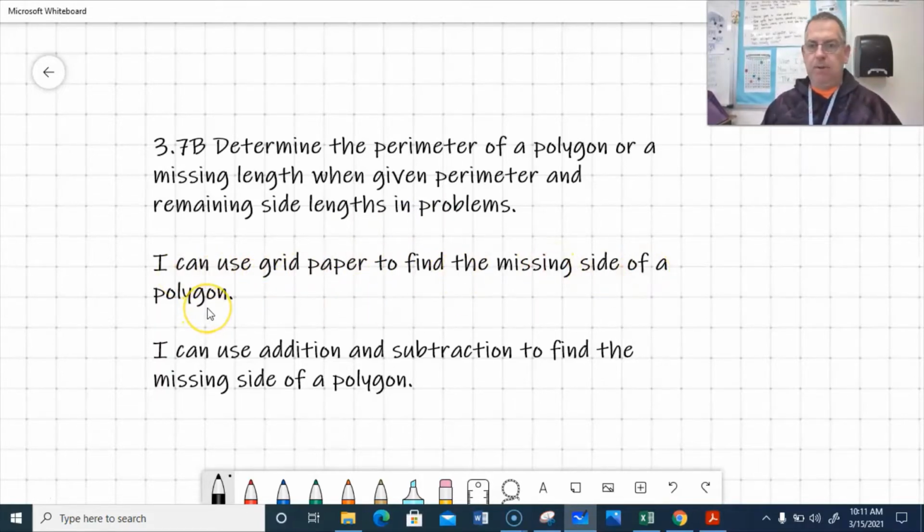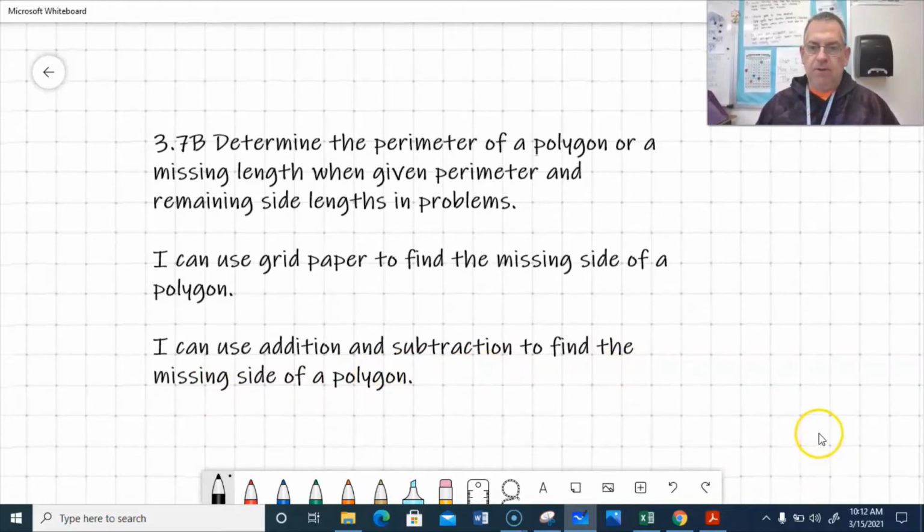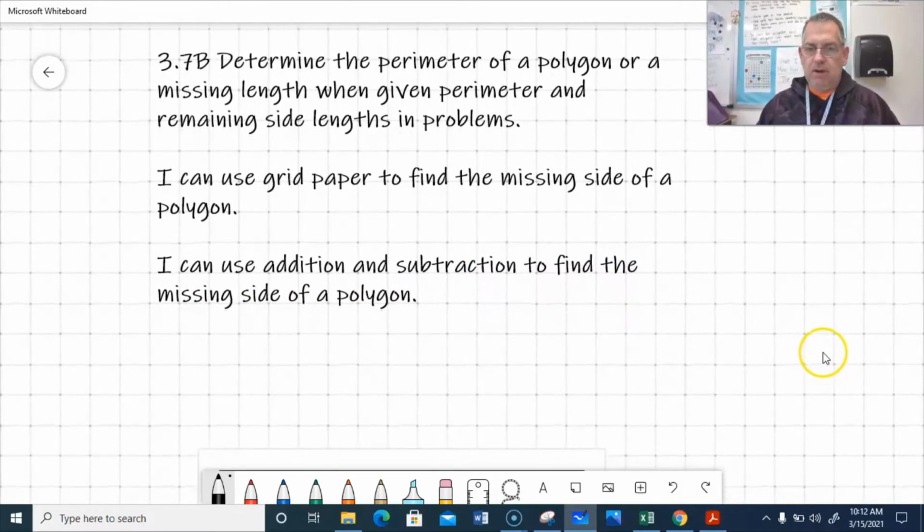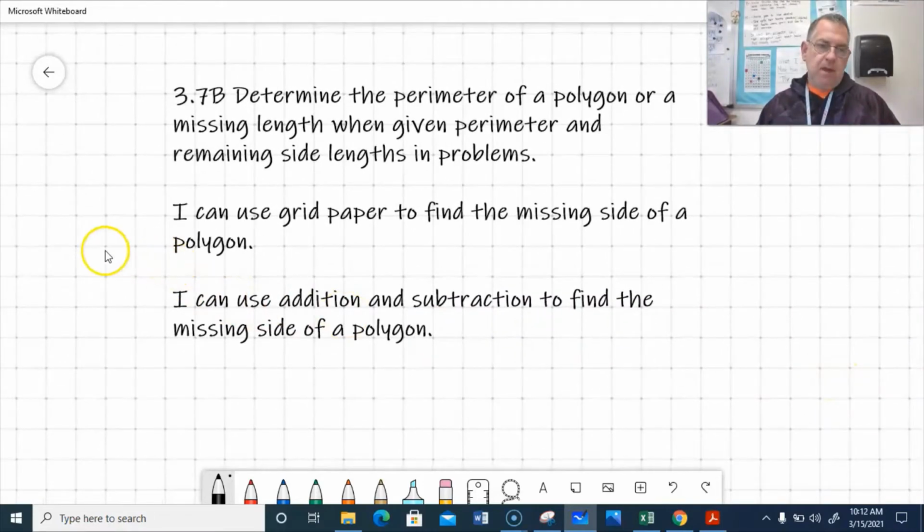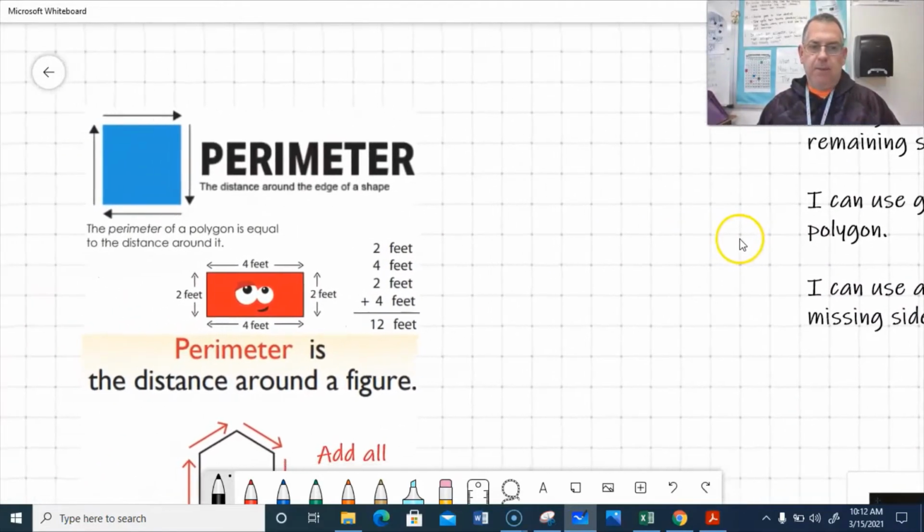So we're going to use grid paper. Love using grid paper. It's one of the best tools we have in math. And I can use addition and subtraction to find the missing side of a polygon. So we're going to use addition, subtraction, and actually division to help us find missing sides of polygons, and rectangles in particular. Let's go ahead and look at a little bit of our vocabulary.